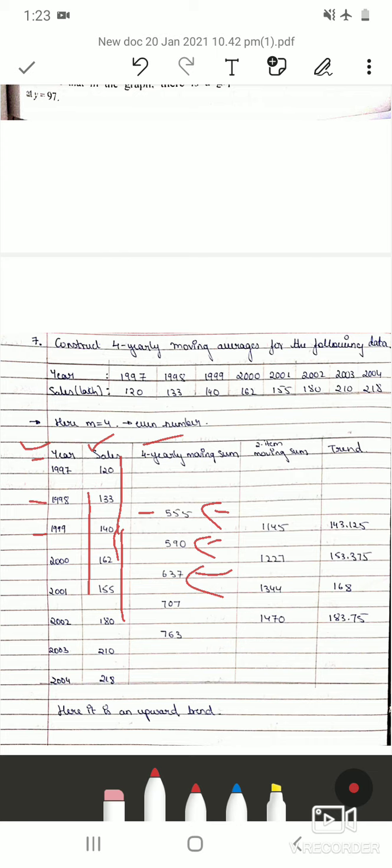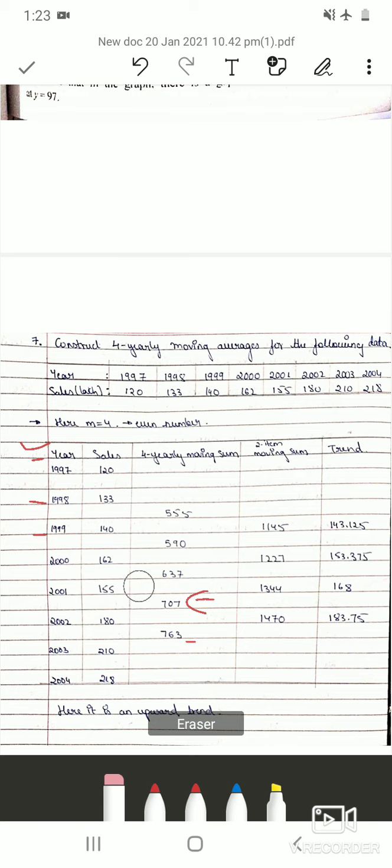Then add the next 4 values, which is 162 plus 155 plus 180 plus 210, which is 707, and add the next 4 values, which is 155 plus 180 plus 210 plus 280, and write it in the middle, which is 763. So we got 4 yearly moving sums.